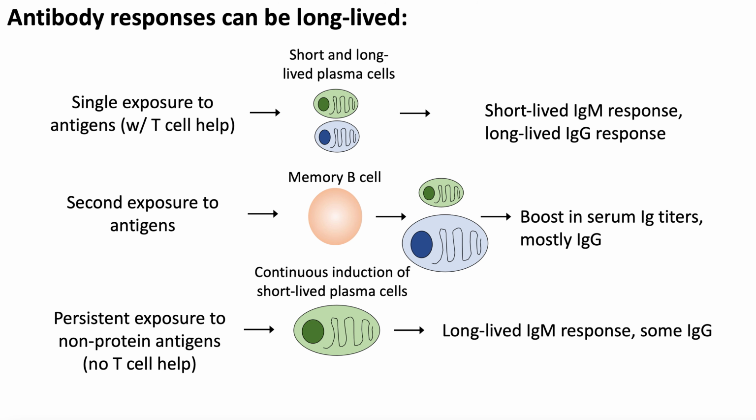Now, there are some cases where you get persistent exposure to non-protein antigens, for example, components of the microbiota. And this can induce the continuous formation of short-lived plasma cells, even in the absence of T cell help. And therefore, you can get a long-lived IgM response present in the serum, or even some IgG through those mechanisms. So there are ways in which you can get a persistent, slow-burn IgM response.